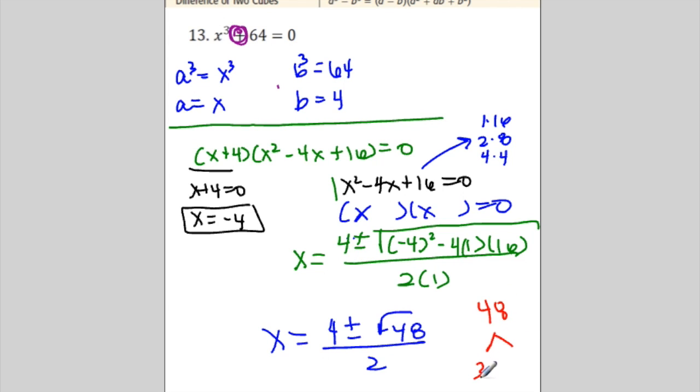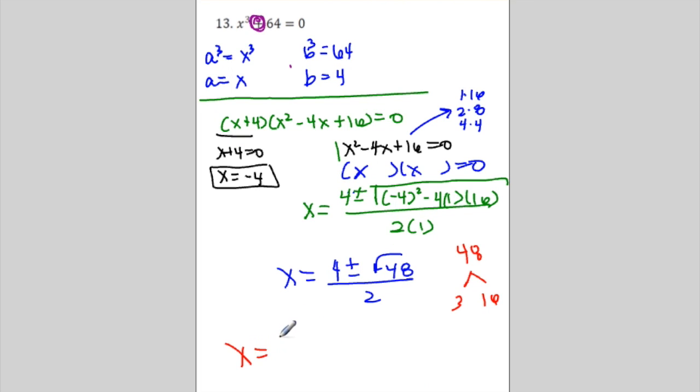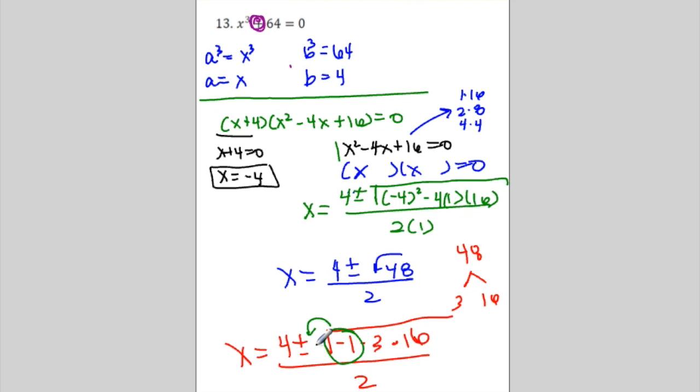Okay, let's see, perfect squares in 48. 3 times 16 is 48, and it's negative. So I really have x is equal to 4 plus or minus the square root, negative 1 times 3 times 16, all over 2. Okay, square root of negative 1, good old i. Square root of 16 is 4. Okay, can't take the square root of 3, so let's stand underneath there.